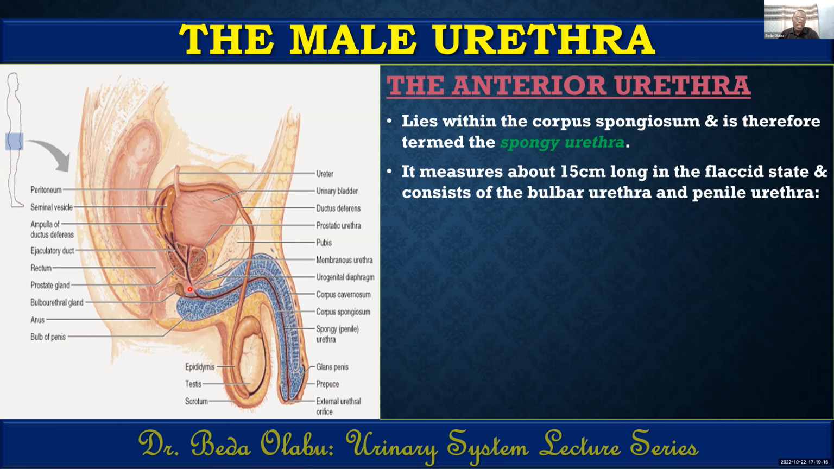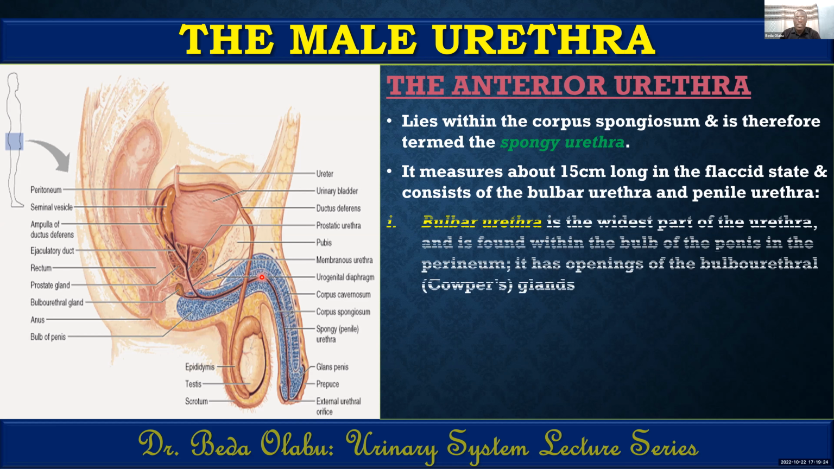So the bulbar urethra is the part within the bulb of the penis, and the penile urethra is a part within the penis, the shaft of the penis. The bulbar urethra is the widest part of the male urethra, actually, without any intervention that caused it to distend. So it's the widest part of the male urethra. It is found within the bulb of the penis at the perineum.